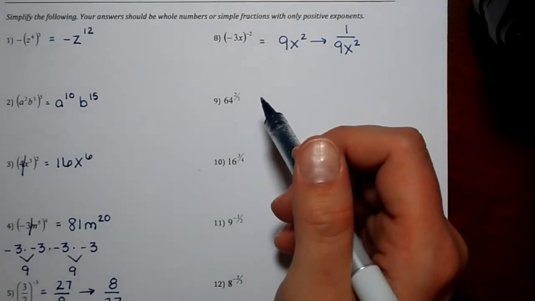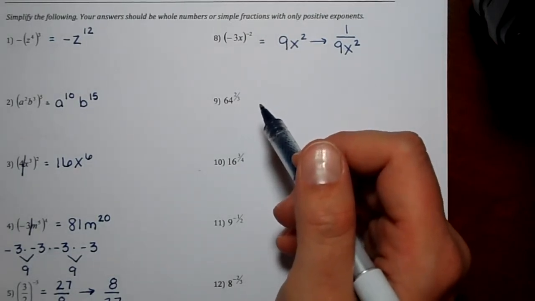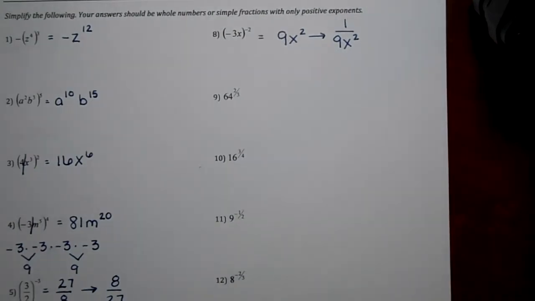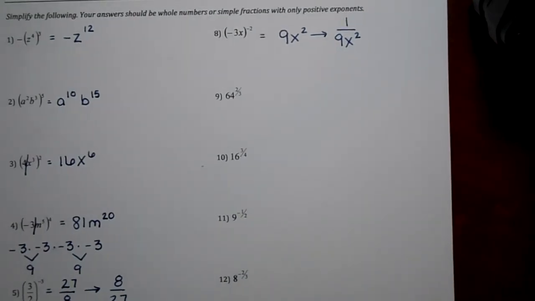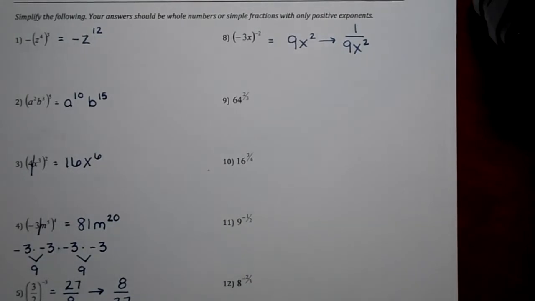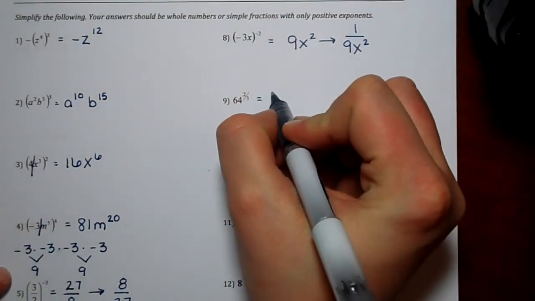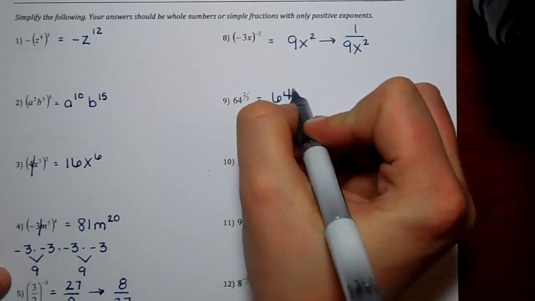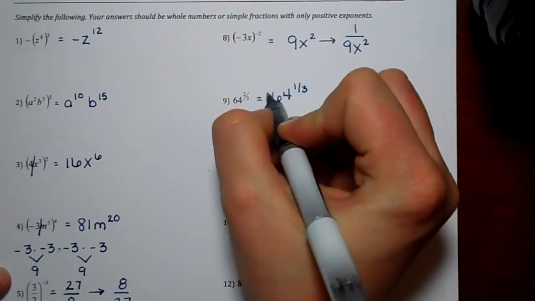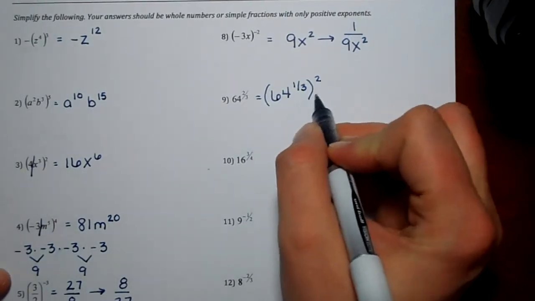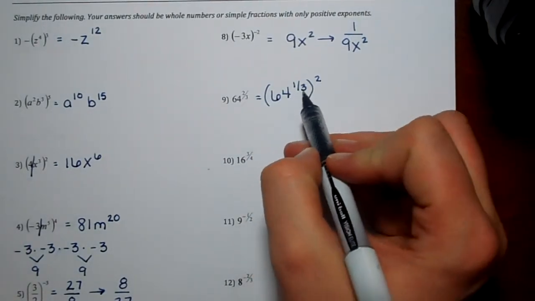Okay, question 9 is where these problems get to be a little bit different than what you've seen already, because this one has a rational exponent, which, as you remember, is a fraction for an exponent. So the first thing I'm going to do is take this fraction and split it up. I'm going to write this as 64 to the 1/3 raised to the power of 2, because these are two different processes that I'm going to follow.